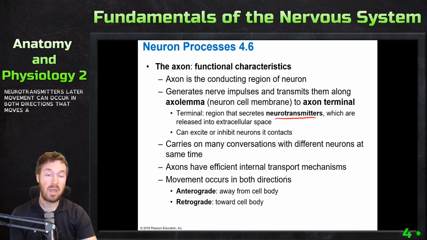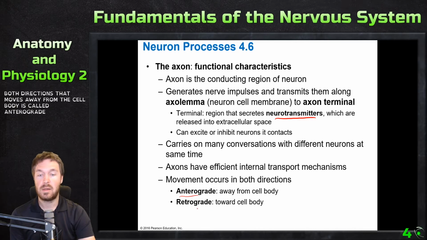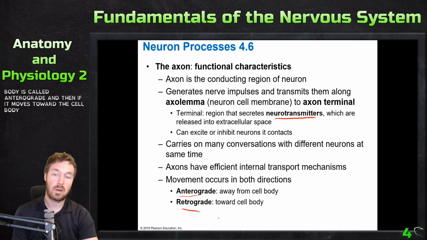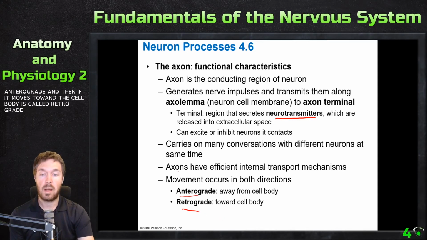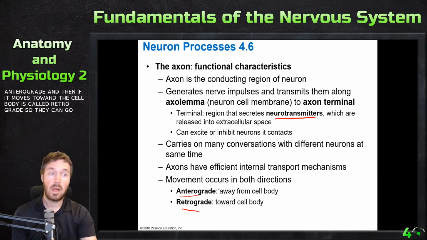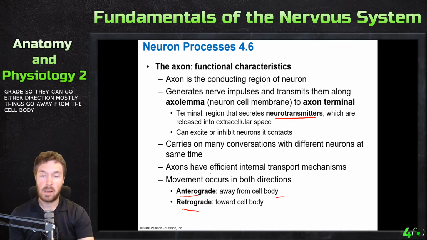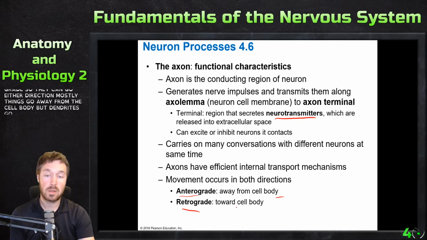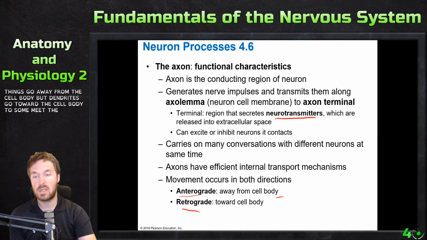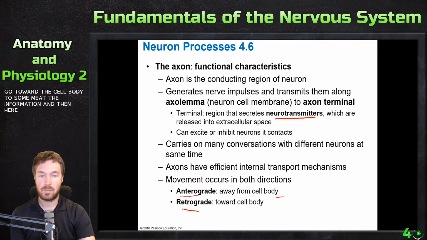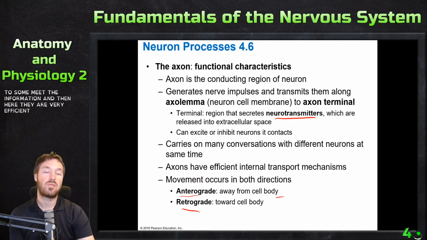If it moves away from the cell body, it's called anterograde, and if it moves toward the cell body, it's called retrograde. So they can go either direction. Mostly things go away from the cell body. But dendrites go toward the cell body to summate the information. And then here, they have very efficient transport mechanisms.